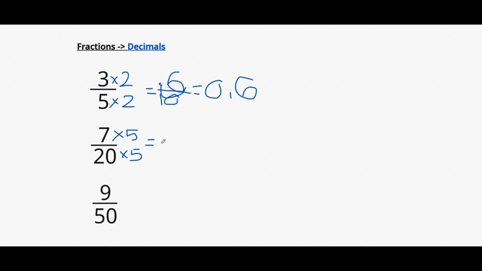Okay, now we would have 7 times 5, which is 35. And then 20 times 5, which is 100. So now we have 35 divided by 100. So we move 2 place values because there's 2 zeros and put the decimal dot. So 7 over 20 as a decimal is 0.35. Now try 9 over 50 into a decimal.